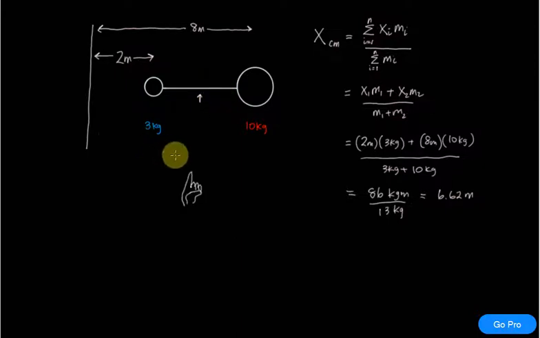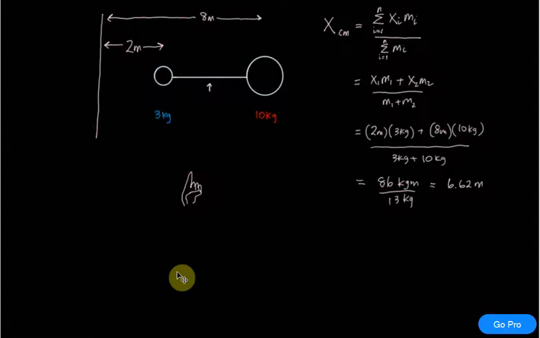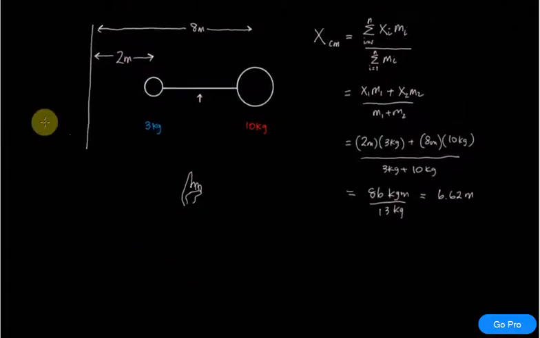So in other words, this particular fulcrum I would need to place closer towards the heavier mass in order to balance the system, or essentially that is where the center of mass of this two particle system is located.